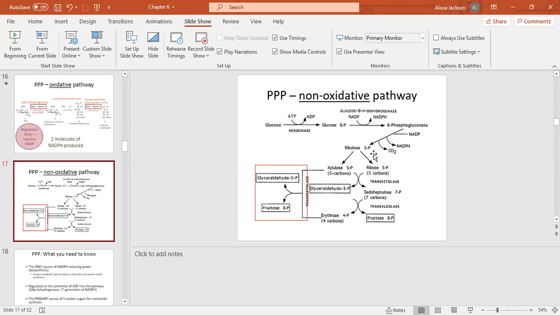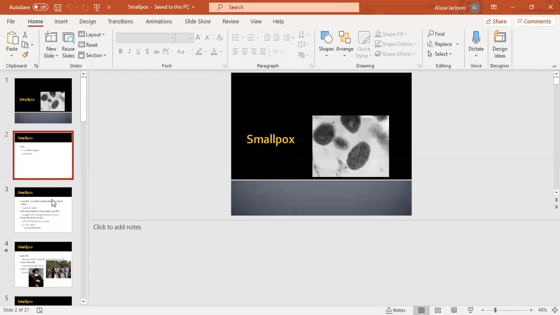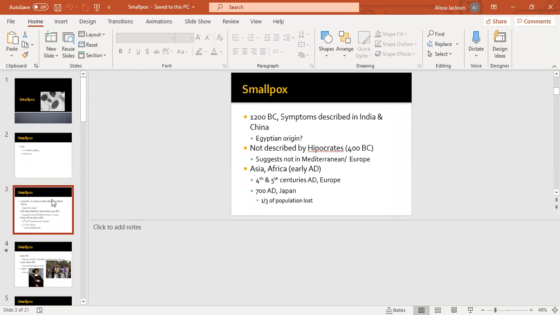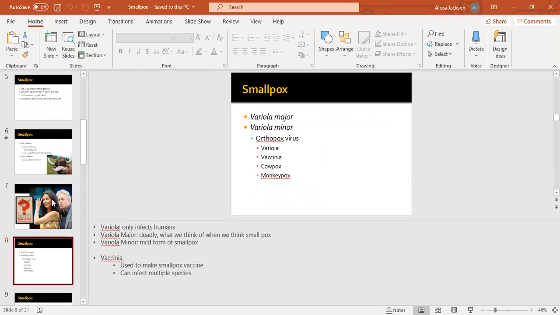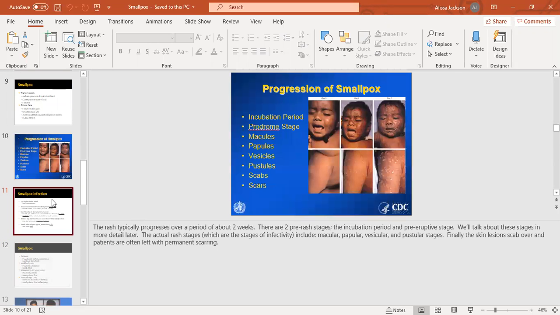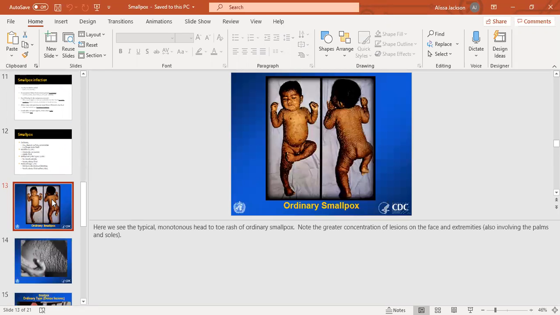And then for smallpox, it shouldn't be too difficult of questions, right? Yeah, I don't think so. Let's see. He said up until this, right? Yes. Yeah, because he showed those pictures.